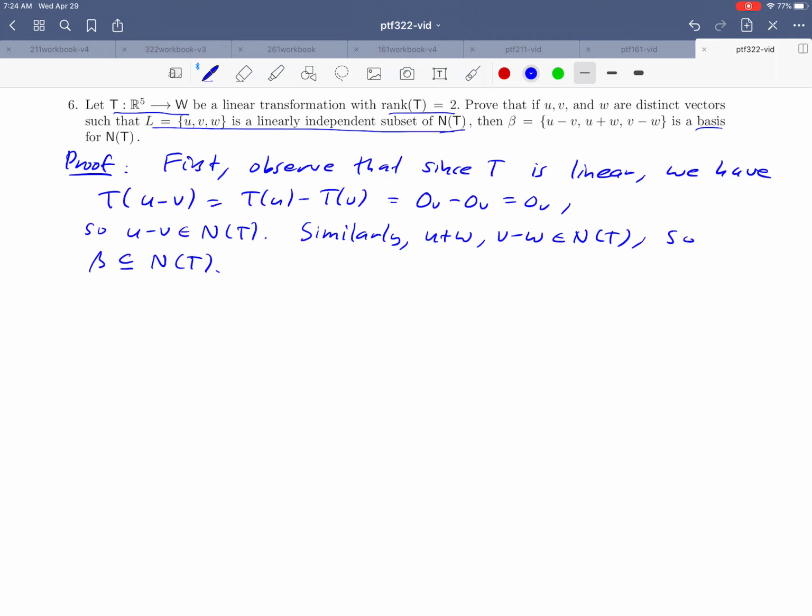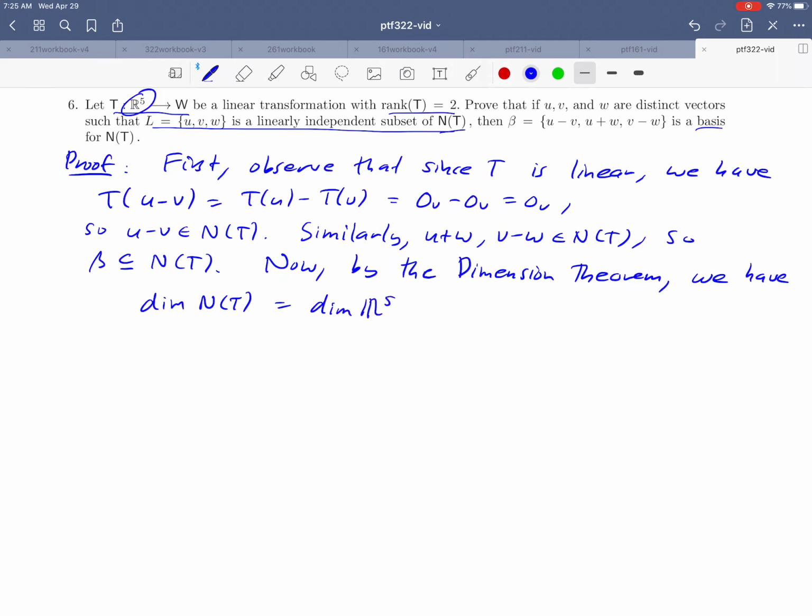We can actually get away with just proving one of the two things if we can first figure out what the dimension of our null space is. Okay, so that's going to be my next step here in this problem. Let's use the dimension theorem and see if we can figure out how big the null space is. Okay, so by the dimension theorem, we have the dimension of the null space is equal to the dimension of the domain, which in our case is R5, minus the dimension of the range.